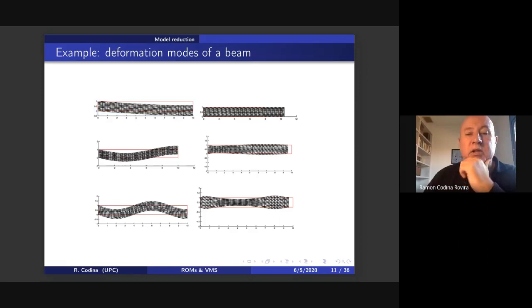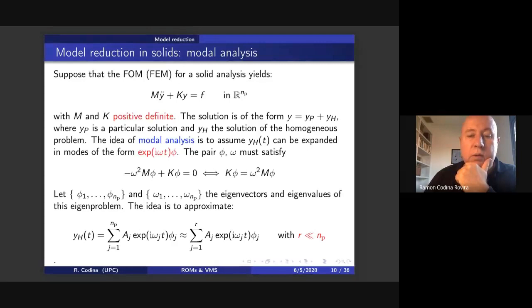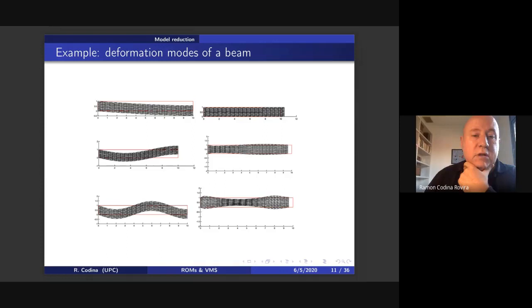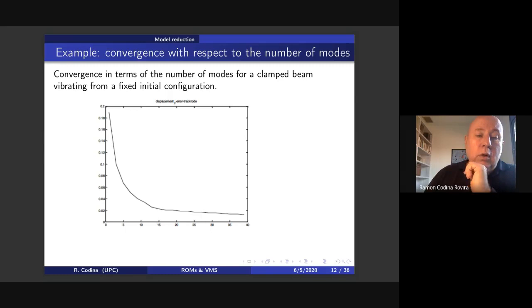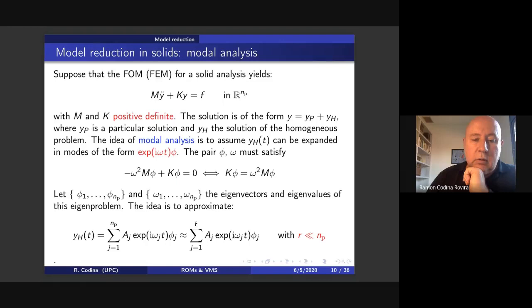If you write down the problem that I mentioned before, the phis that you get are plotted here. The first three phis on the left correspond, as you see, to bending modes, whereas the three phis on the right correspond to axial deformation, axial strain modes. And if you consider the solution obtained with a few of these terms, with different values of R, what you get is something like that.